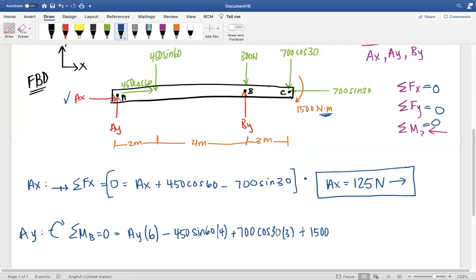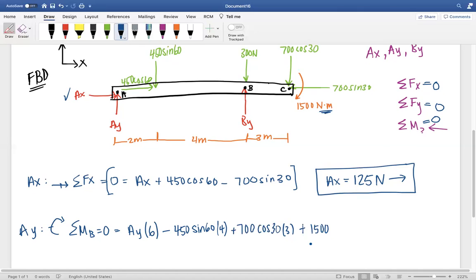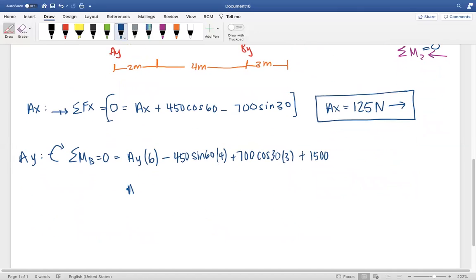So be careful, because you can't ignore it because it's still causing the body to want to rotate, but you also have to make sure you're not multiplying it by any distance because then it's not a moment anymore. All right, so then we're going to rearrange this so that AY equals a whole lot of stuff over 6, right? Because I'm just dividing this. And then if I move all of these over to the other side of the equation, it flips the signs. So 450 sine 60 times 4 minus 700 cosine 30 times 3 minus 1500. And that will equal AY.